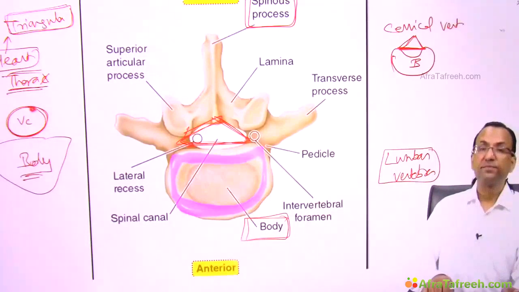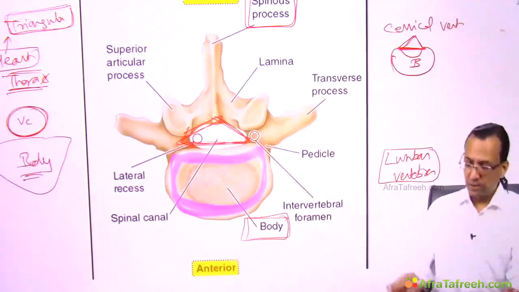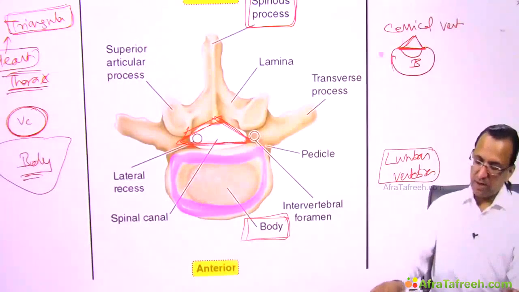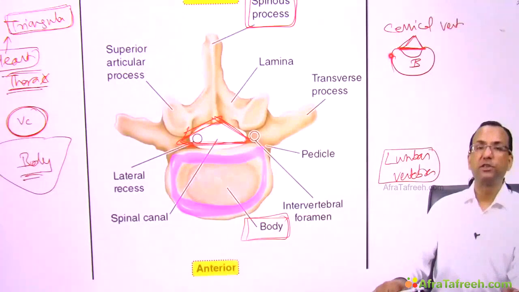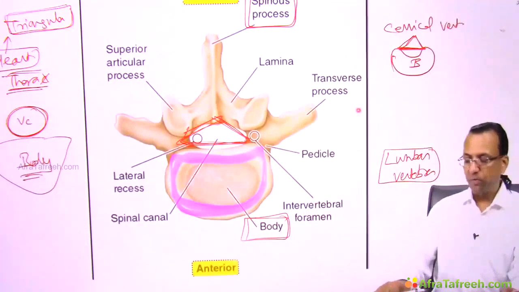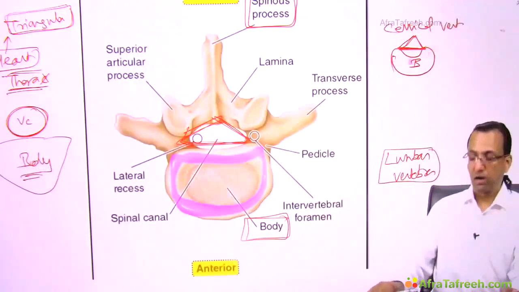Yes. Can you see one thing? The lumbar vertebra and cervical vertebra have the same features. What is that? Oval body, and the vertebral canal is triangular. And reverse the order, it is true for thoracic.